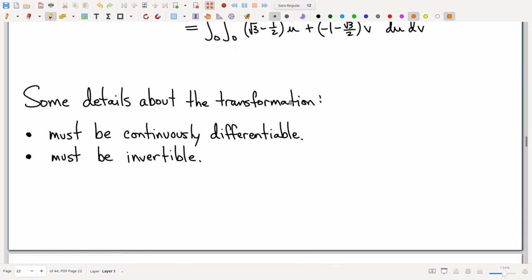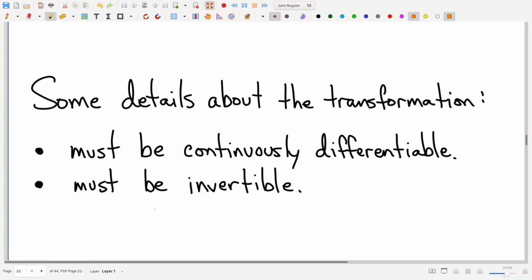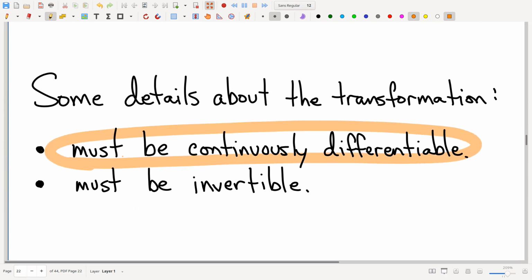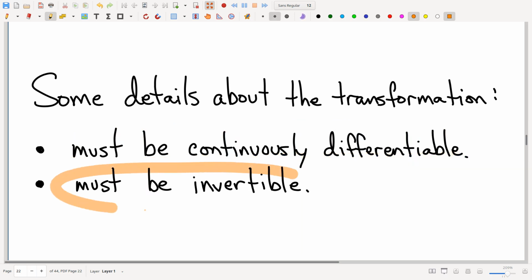Okay, a couple of little things that have to get said. We're not going to worry about this too much in this course, but in order for formalities to be okay, the change of variables function does have to be continuously differentiable. Like I say, it's not going to be an issue for us. But also, just so you don't accidentally step on a landmine at some point in your future, the change of variables function has to be invertible.